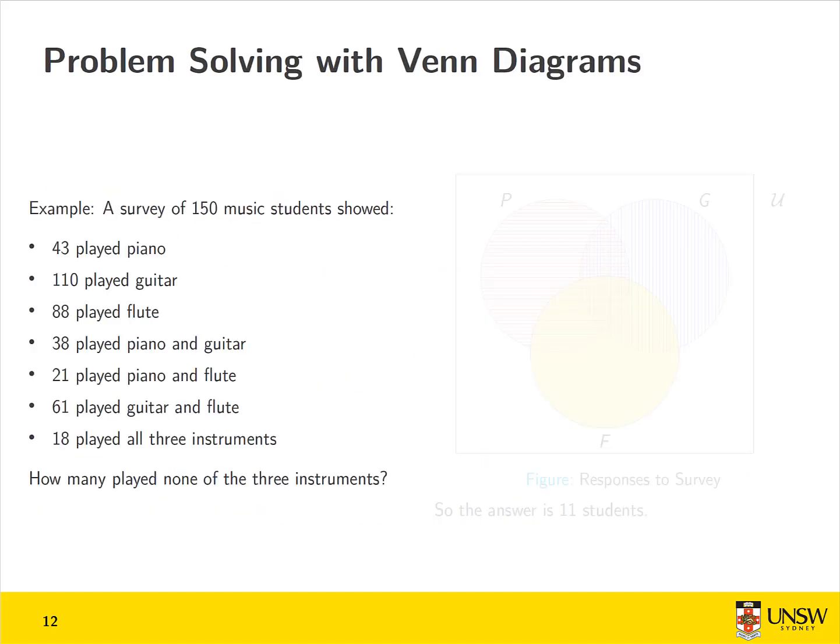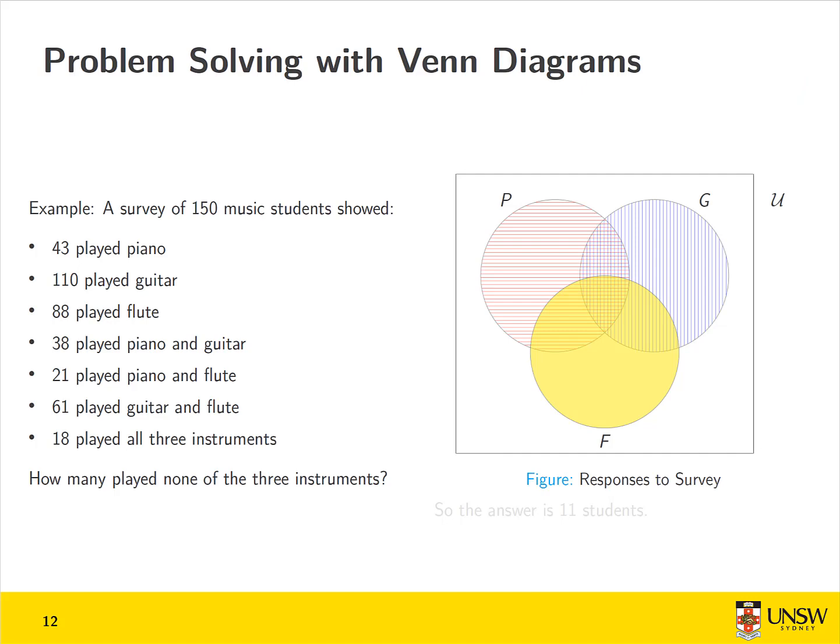Let's now look at an example which can be solved using a Venn diagram. In this question, 150 music students were surveyed. 43 students said they played piano, 110 played guitar, and 88 played flute. Furthermore, 38 of these students said that they played both piano and guitar, 21 played piano and flute, and 61 played guitar and flute. Finally, 18 of these students played all three instruments. Using this information, we're asked to find how many students played none of the three instruments.